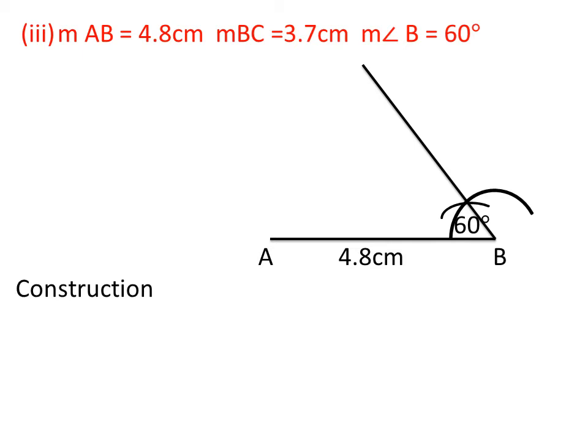Now you have to open your compass with radius 3.7 cm. आप स्केल से कंपास को 3.7 cm ओपन करेंगे और पॉइंट B से एक आर्क ड्रा करेंगे which is named as C. Now we have to join point C to point A to make a triangle ABC.